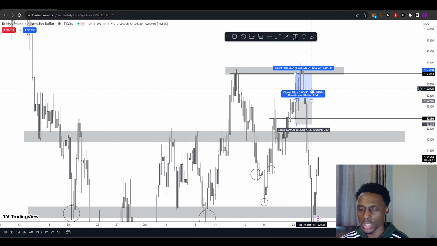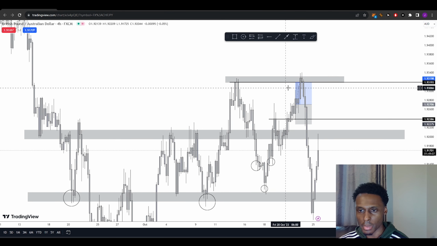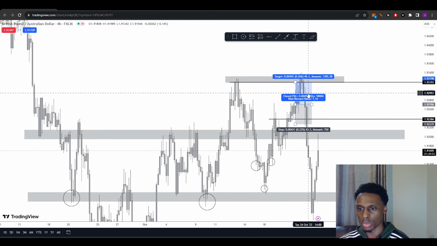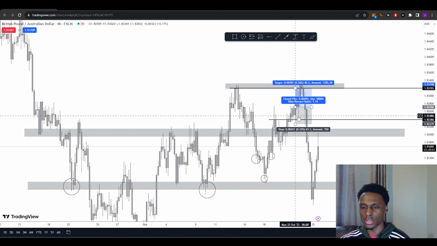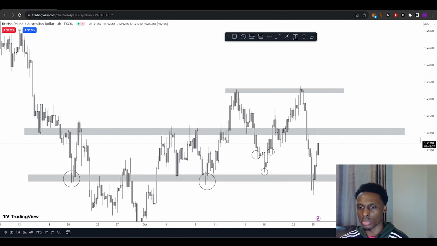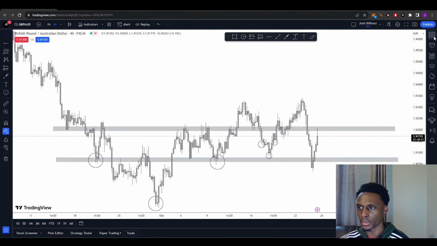I always aim for a 1-to-1 minimum, but that's the minimum I'll take. It has to be at least a 1-to-1. But yeah, that was a 1 to 1.11. So that was a nice TP here. So that's one example that I have shown you. So let's show you another pair now.